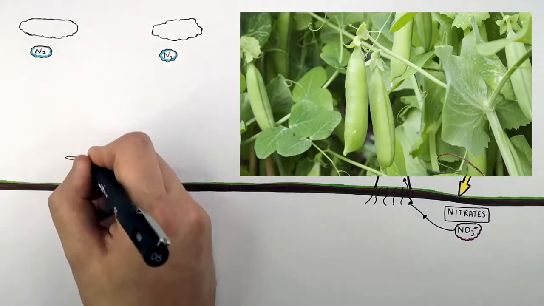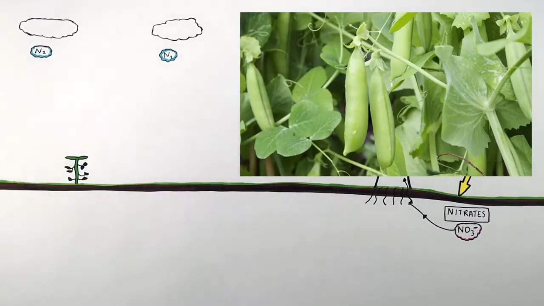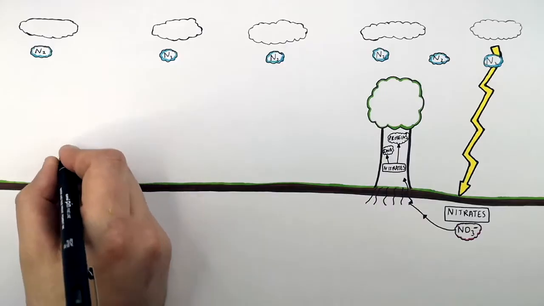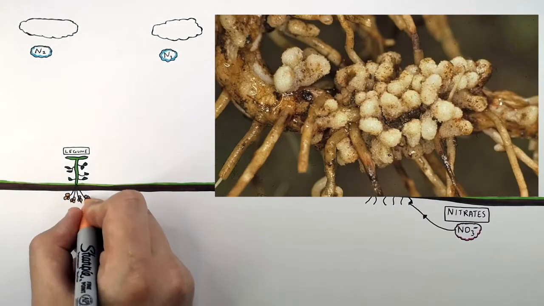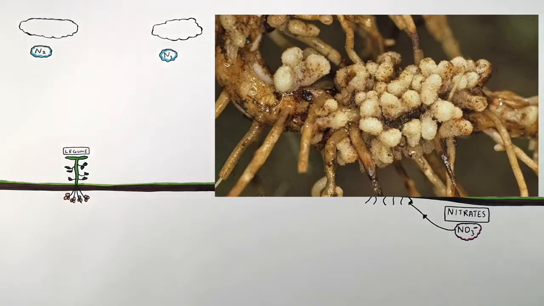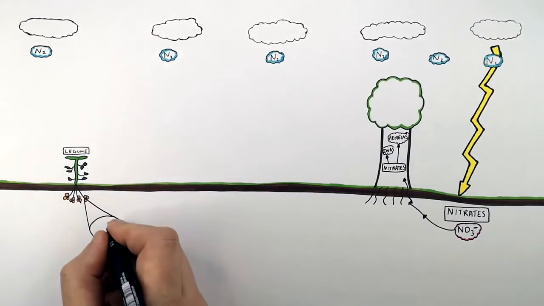This here is a pea plant, as you can see in the picture. These are legumes. Legumes are plants that have nodules on their roots. These are examples of nodules here. And inside the nodules are bacteria.